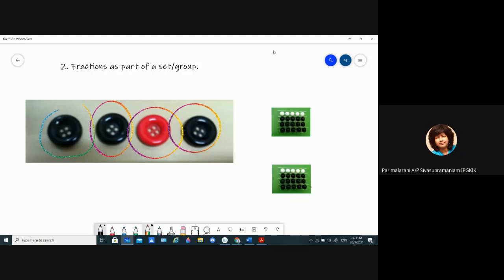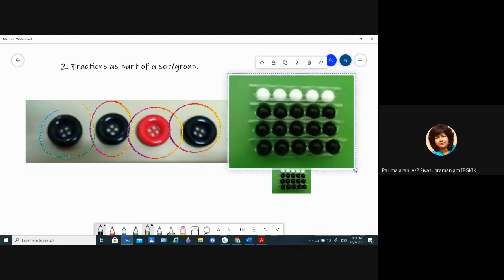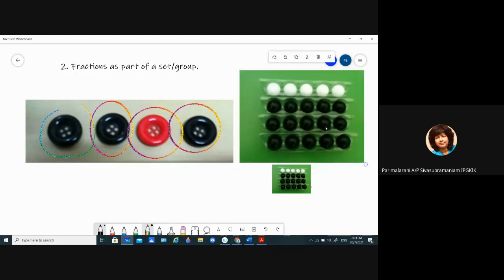In this second picture, we have 4 wholes here. When we talk about fractions as part of a group, we are not talking about one whole. We have more than one whole, okay? So we have 4 here. Look at the second picture here. We can see there are quite a number of marbles in there. These are all marbles, so there are 20 marbles here, okay?